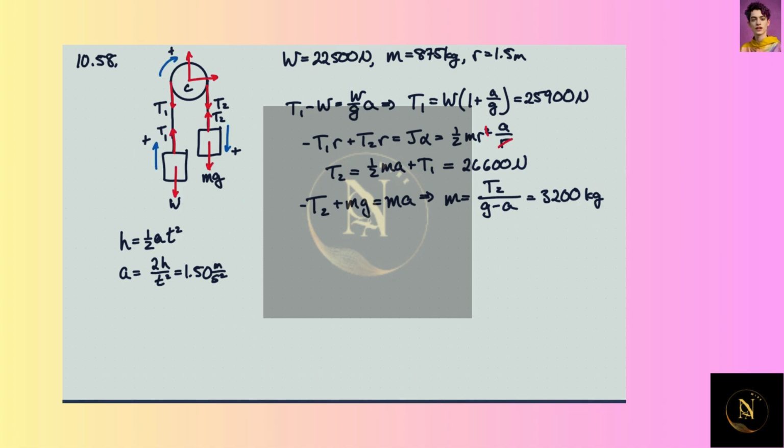Well, we're designing a simple elevator system for an old warehouse, apparently. It's being converted to loft apartments. So we have an elevator that weighs 22,500 newtons, and we want it to be accelerated upward by connecting to a counterweight.